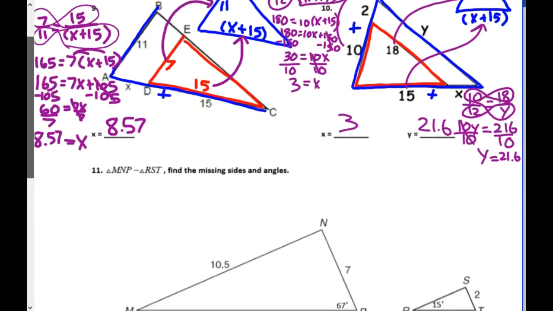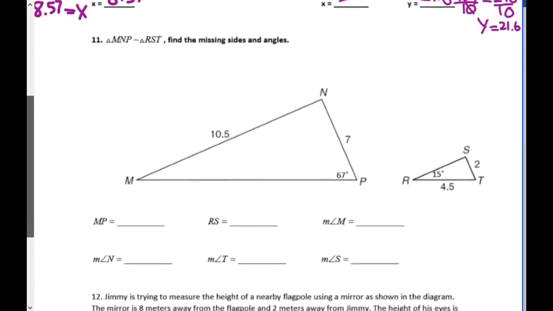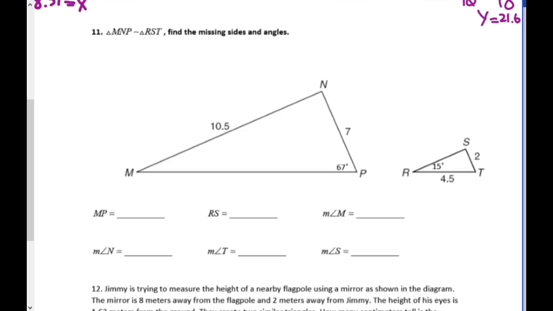Alright. Down here, now we know if they're similar that the angles are congruent. So if that's 67, that's 67, right?